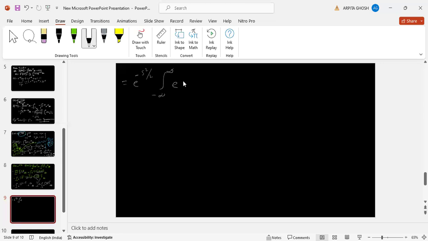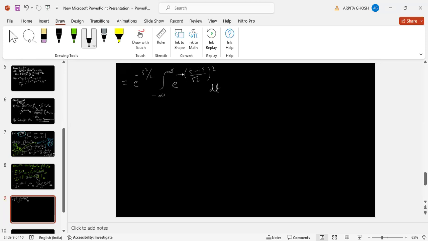আচ্ছা, so this is our e to the power minus t minus is by root 2 whole square dt. Now we have to substitute t minus is by root 2 whole square. ঠিক আছে?